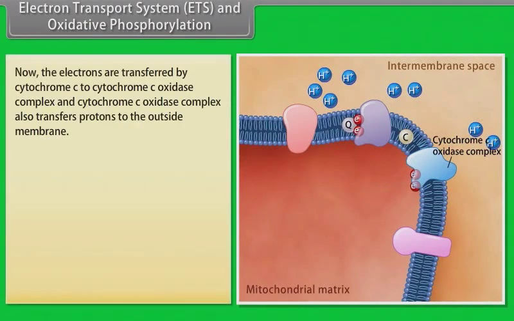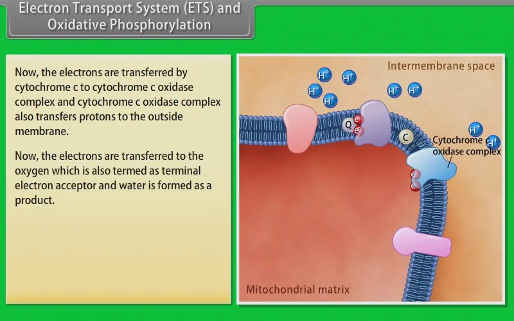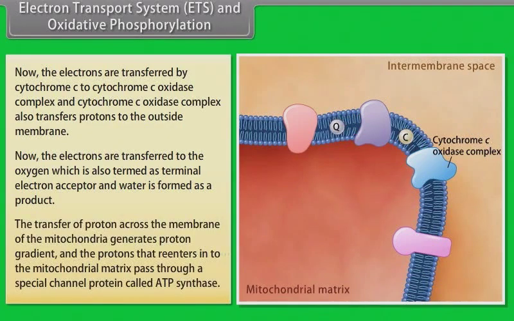Now the electrons are transferred by cytochrome C to cytochrome C oxidase complex, and cytochrome C oxidase complex also transfers protons to the outside membrane. Now the electrons are transferred to the oxygen, which is also termed as terminal electron acceptor, and water is formed as a product. The transfer of protons across the membrane of the mitochondria generates a proton gradient.